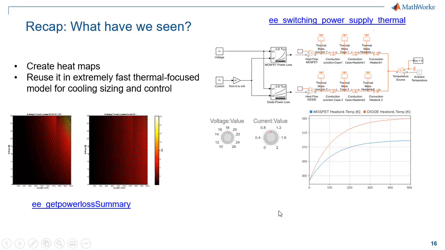So as a recap, we saw how you can use the function getPowerLossSummary to create your table of power losses from the MOSFET and diode. You can create a very fast implementation of your cooling system using simply the power losses at different operating points. We have an example for this called switching power supply thermal if you want to take a look at it.